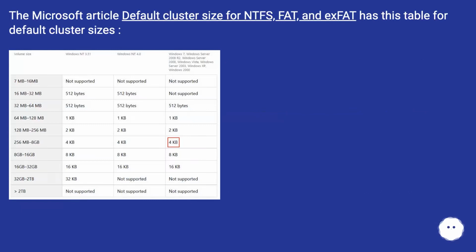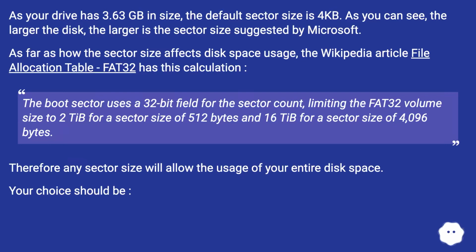The Microsoft article "Default cluster size for NTFS, FAT, and exFAT" has this table for default cluster sizes. As your drive has 3.63 GB in size, the default sector size is 4 kilobits. As you can see, the larger the disk, the larger the sector size suggested by Microsoft.